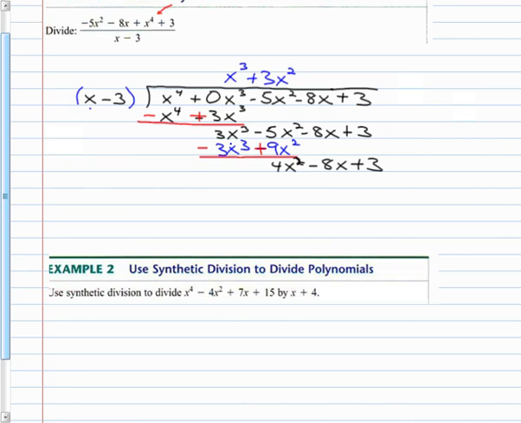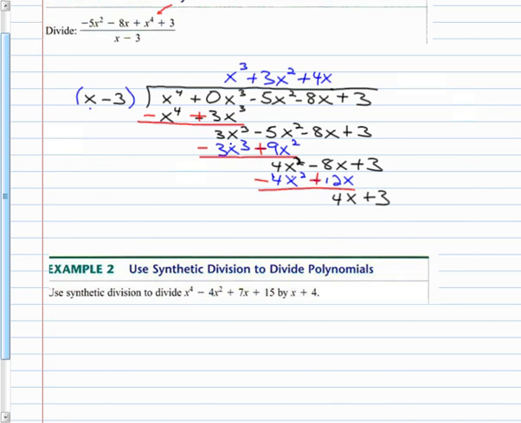And repeat. X times what is 4x squared? 4x. I'll say plus 4x. Take the 4x, multiply by what's in front: 4x squared, 4x times negative 3 is negative 12x. Then I'm going to change the signs and add them together. My x squareds cancel. Negative 8 plus 12 is 4x. Bring down the 3.